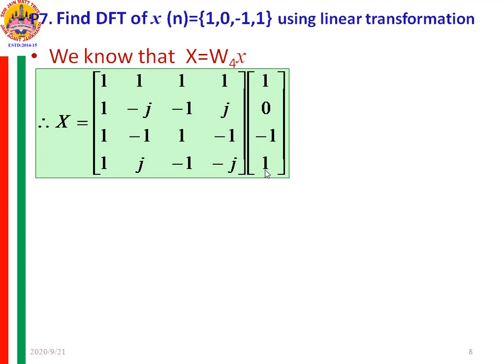You perform this operation to obtain the first value of this capital X: multiply this first row with this input vector and add all the samples together and obtain x0. Then the second row with this and obtain x1. To obtain x2 you multiply the third row with the column, and to obtain x3 the fourth row with this column. Calculate, compute and be ready with the answer.